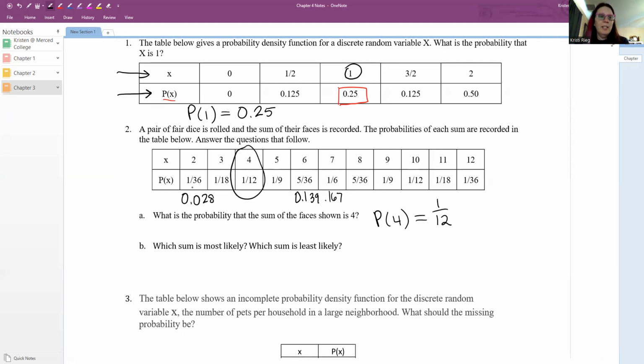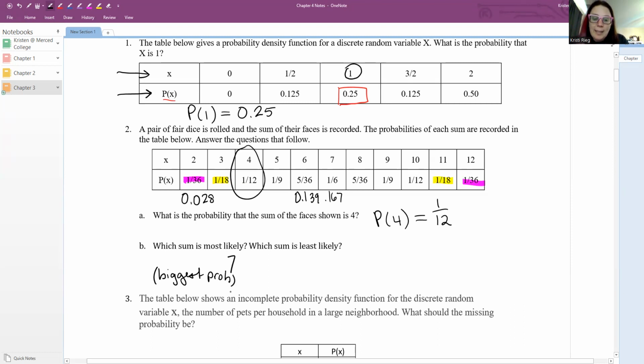But what you can see is that it kind of goes in a pattern. So we have 1/36 on both ends, and then we have 1/18, and you can see that pattern going into the middle of 1/6. So the most likely, the biggest decimal, these numbers are starting off small and they're increasing. The most likely would be 7, because the probability of 7 is the biggest. I'm just going to say biggest probability.